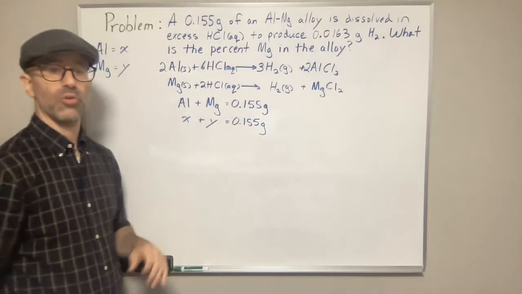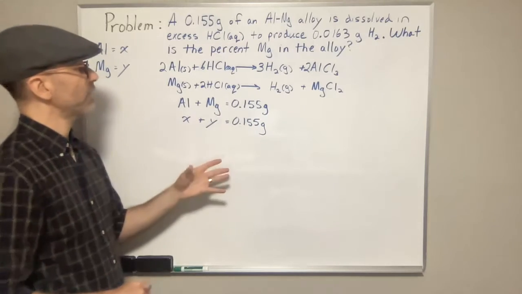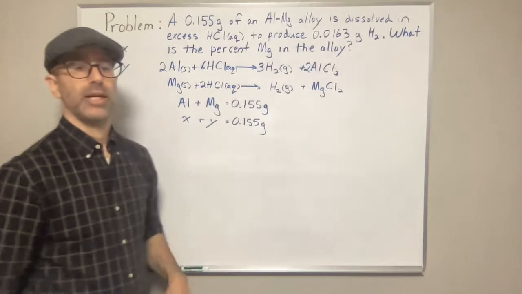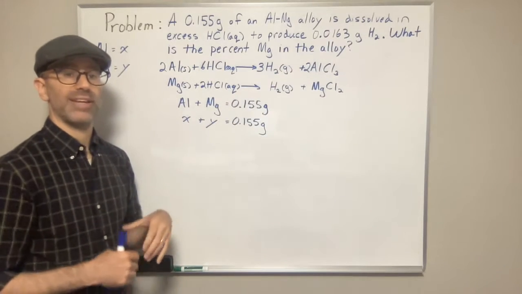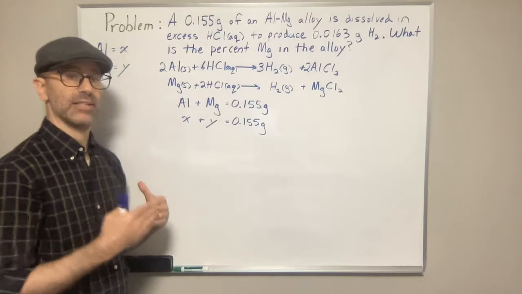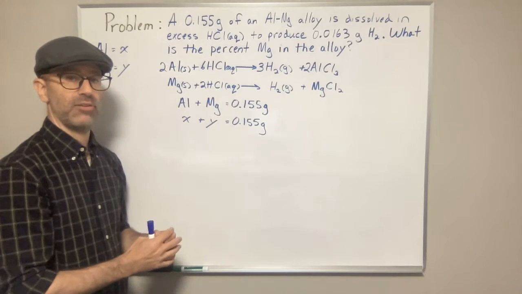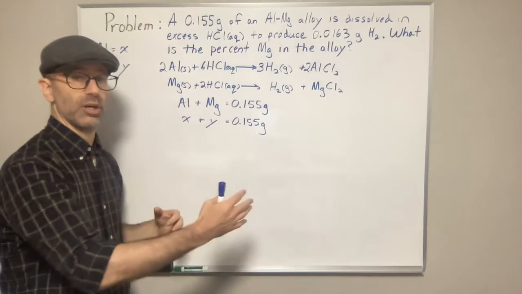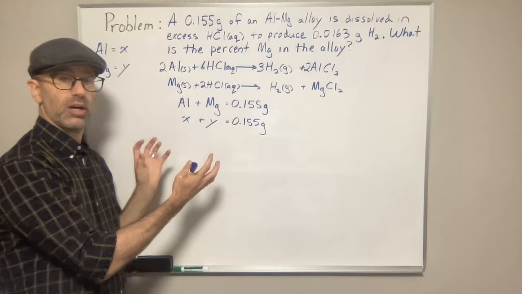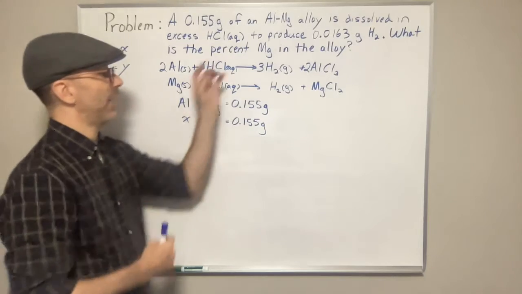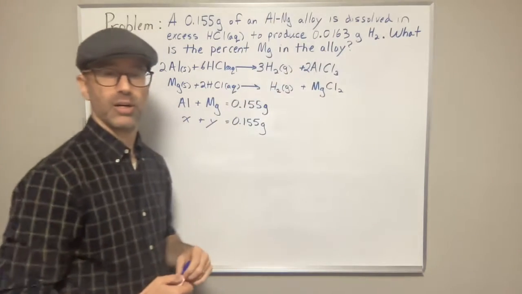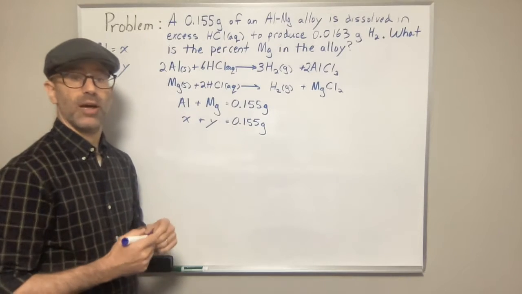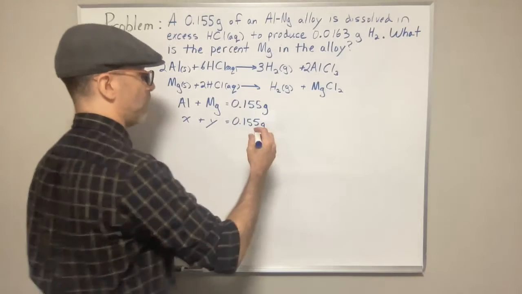Great. Okay, so now the other thing they gave us is the total amount of H2 gas. So if we could figure out the amount of H2 gas that came from the magnesium, and the amount of H2 gas that came from the aluminum, those two amounts of each gas would add up to that, and we could get our second equation from that. So what we want to do is use our roadmap, right?